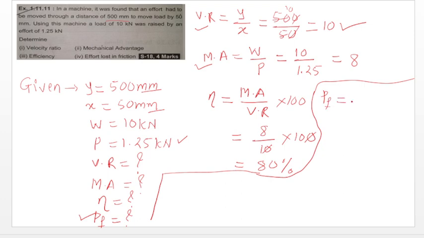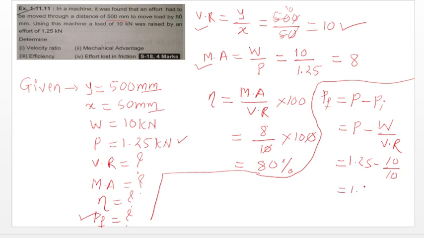Effort lost in friction is equal to the actual effort minus ideal, okay, which is equal to P as it is minus ideal effort, which is the ratio of load to be lifted divided by velocity ratio. Okay, now we have all these values, put over here. 1.25 minus W is what? 10 divided by velocity ratio again 10.